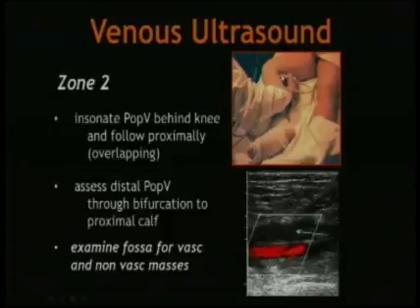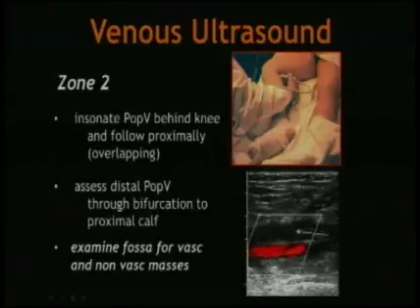You would then work your way distally into the proximal calf, assessing the popliteal vein through the bifurcation where it becomes the posterior tibial and the peroneal veins. And again, we're using this overlapping technique. We're using both a posterior approach, following the popliteal vein from the back of the leg posteriorly, and then placing the transducer on the medial calf proximally to follow the tibial and peroneal veins proximally to their origin, to their confluence, where they form the popliteal vein.